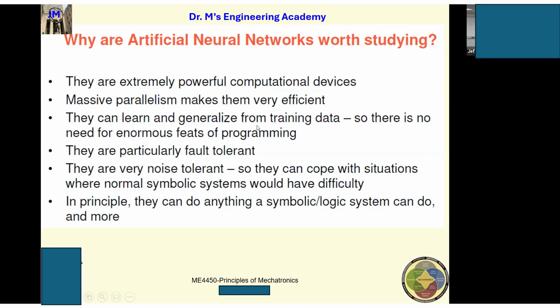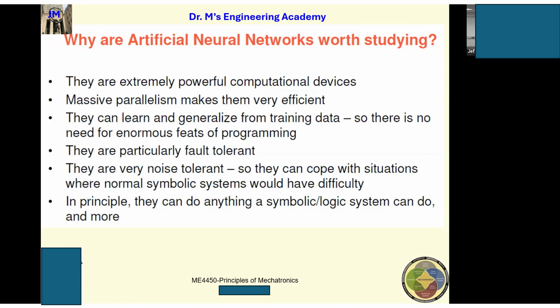And they can learn and generalize from training data, so there is no need for enormous feats of programming. And they are particularly fault tolerant, and they are very noise tolerant. So they can cope with situations where normal symbolic systems would have difficulty. In principle, they can do anything a symbolic logical system can do and more. Okay?